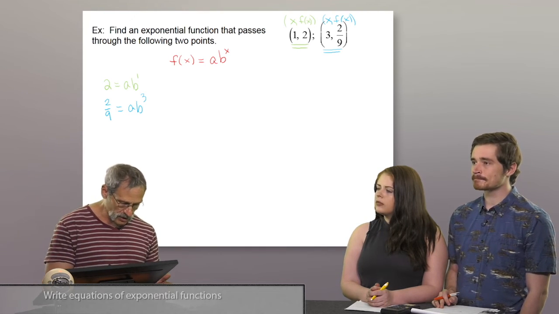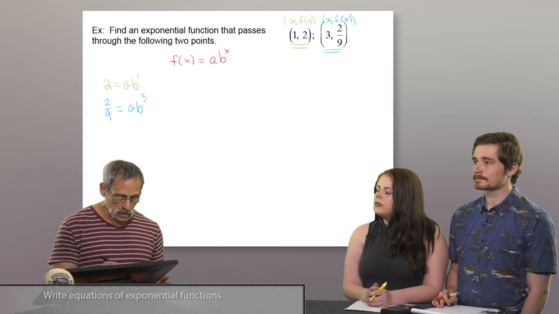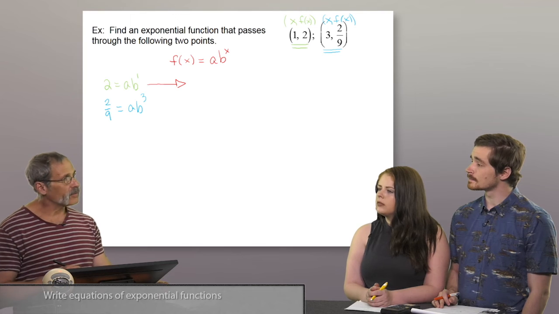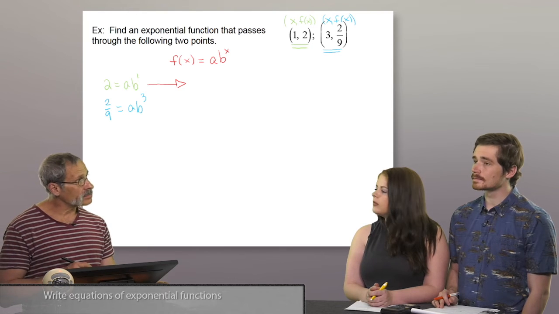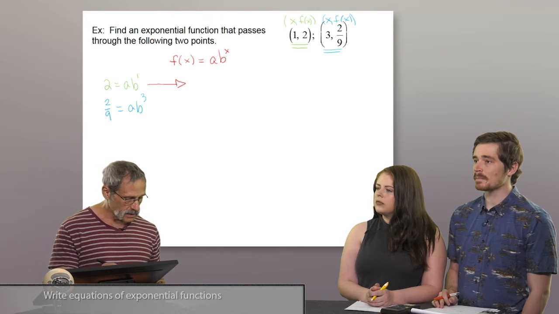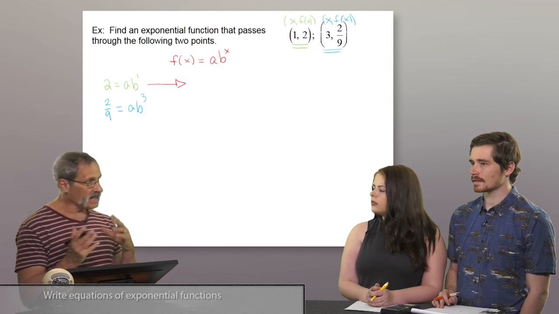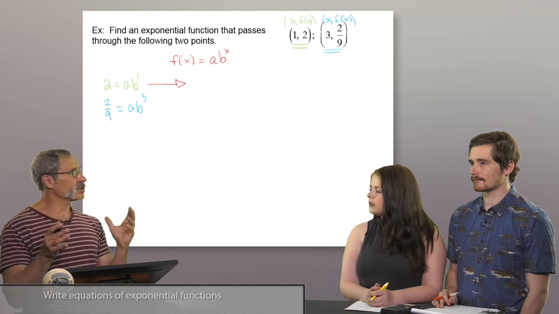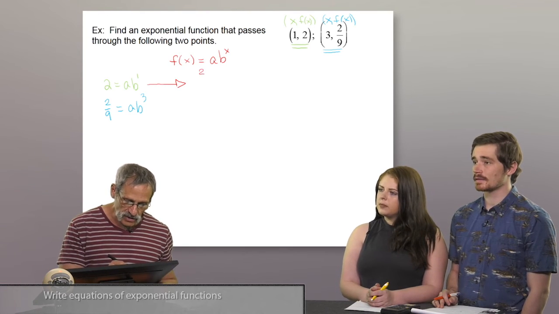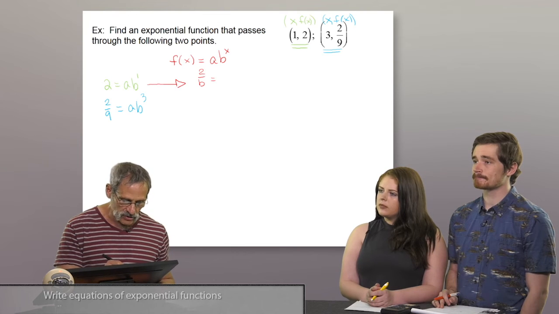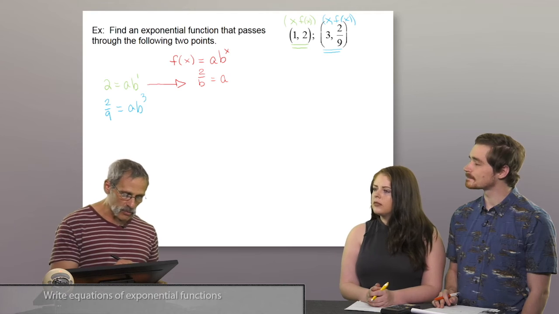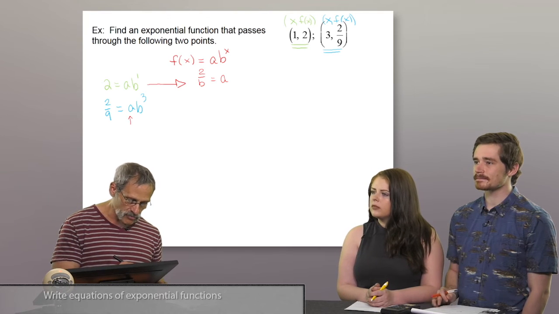I'm going to come over here and do a quick solving for a. You say, well, that's not so bad. I want to isolate a, so I'll divide both sides of the equation by b. This gives me 2 over b is equal to a. Very good. And that 2 over b, I'm going to go ahead and put that right here.